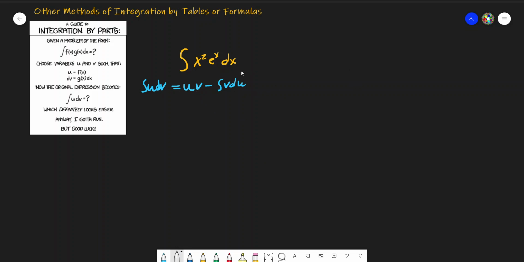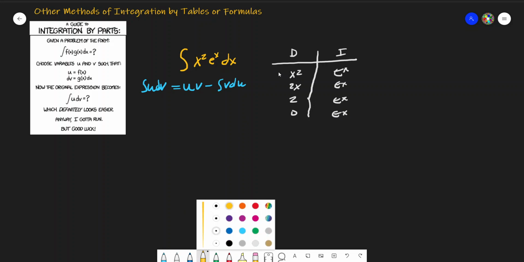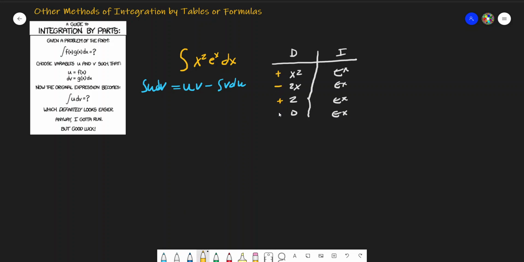For instance, let's say that we were to go ahead and do this by the use of the tabular method. Then of course we know that we can choose our u to be the x squared. So then we have x squared, then we have 2x, then we have 2, and then we have 0, where we differentiate on the left-hand side and we integrate on the right-hand side. So we have e to the x, e to the x, e to the x, e to the x, and then each sign alternates: a plus sign, a negative, a plus sign, a negative.